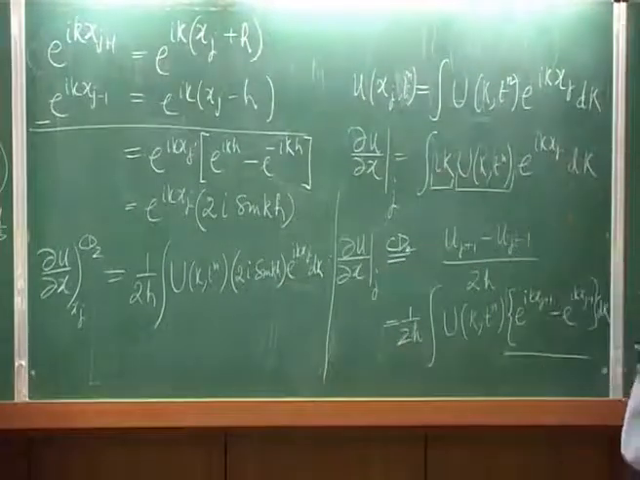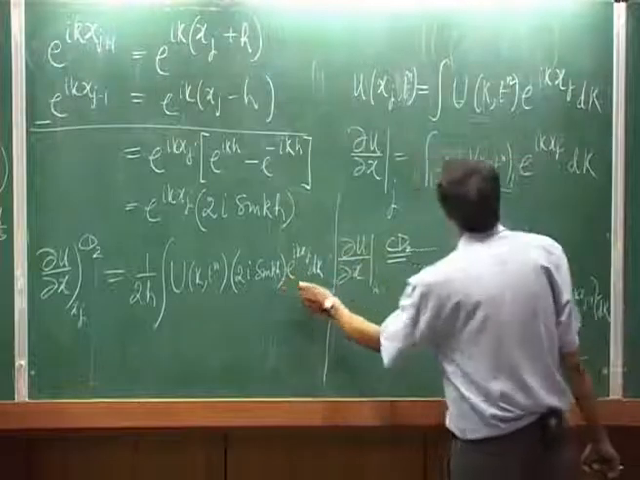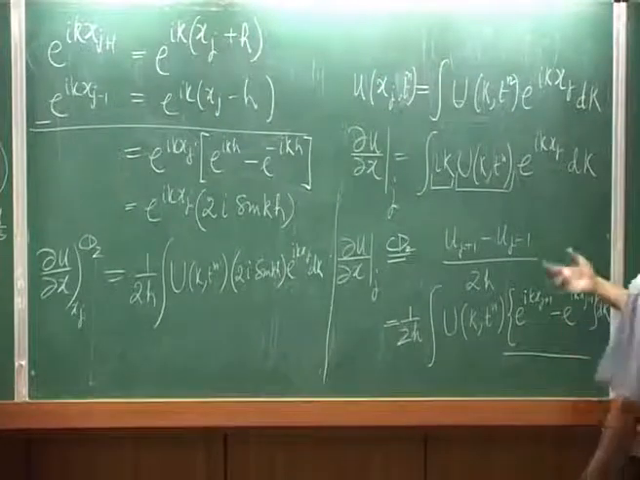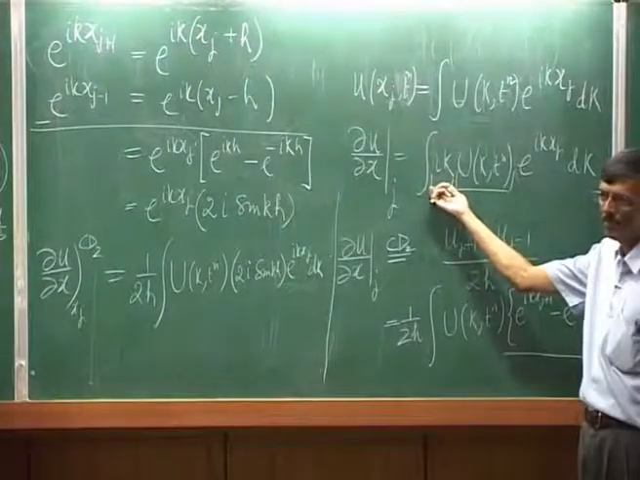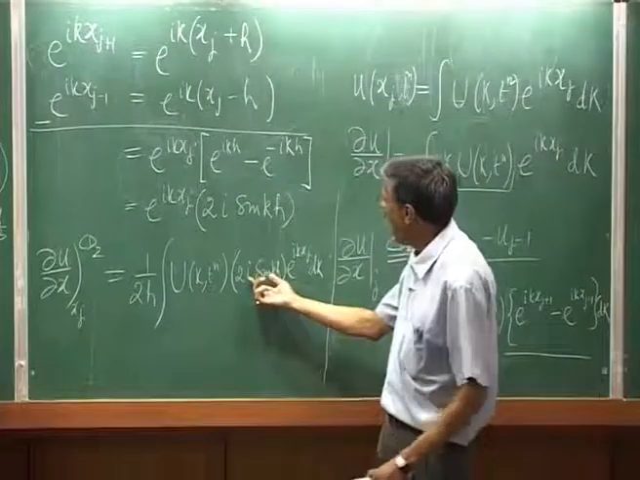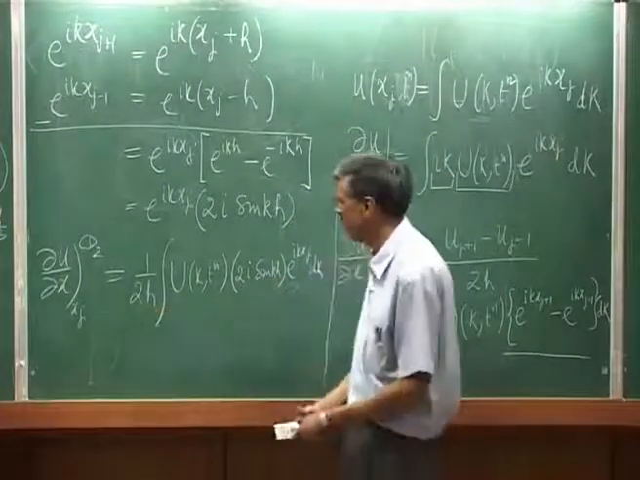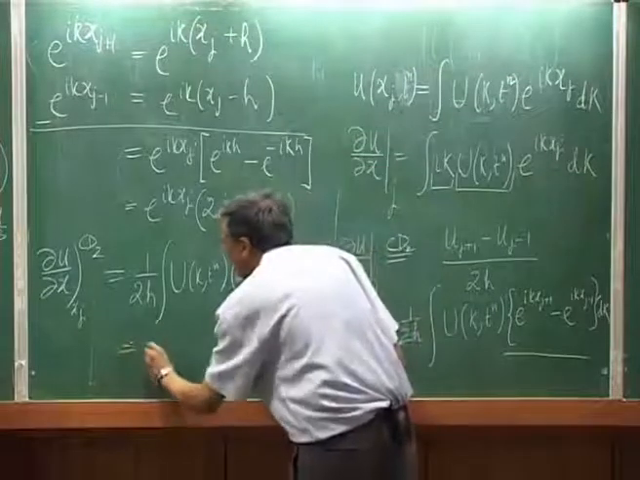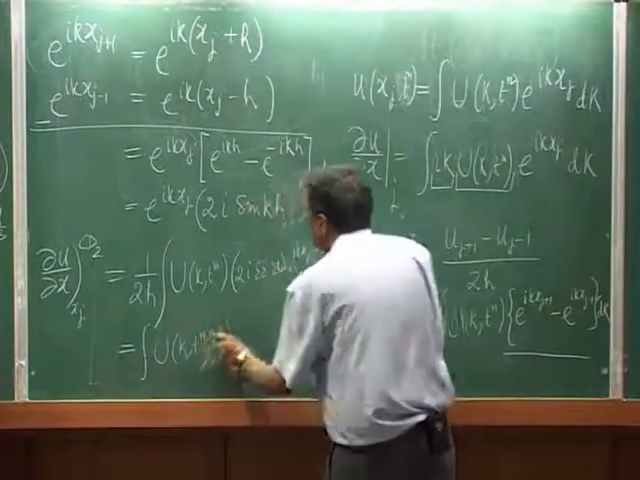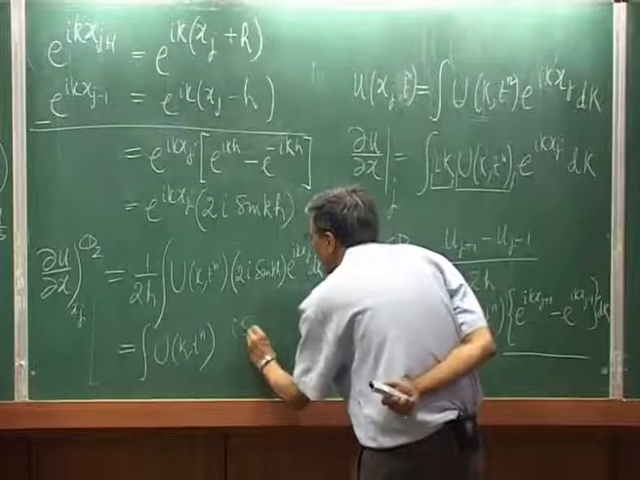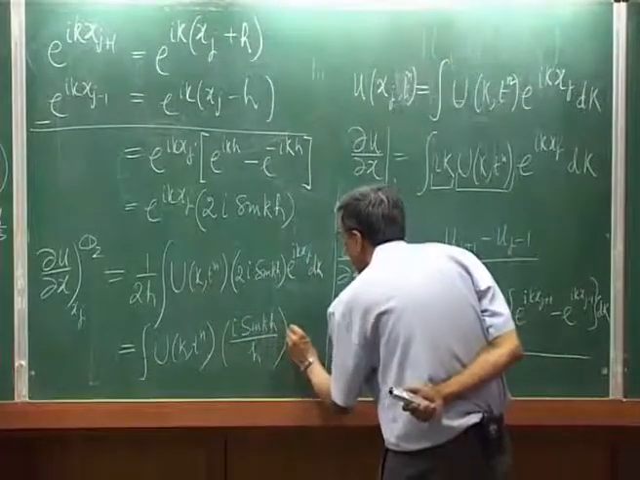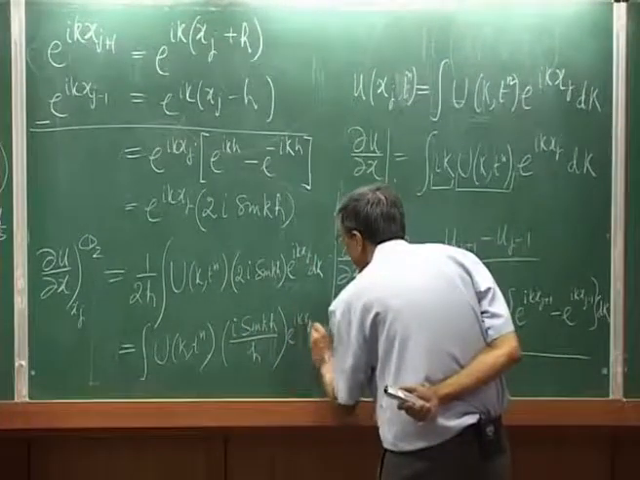So, now you compare this expression with this. What is the essential difference? In this case, every Fourier component was multiplied by I k. Here what happened? Every Fourier component is multiplied by I sin k h by h. Right. So, what I could do, I will put this thing inside, I will write I sin k h by h, and then e to the power I k x j d k.